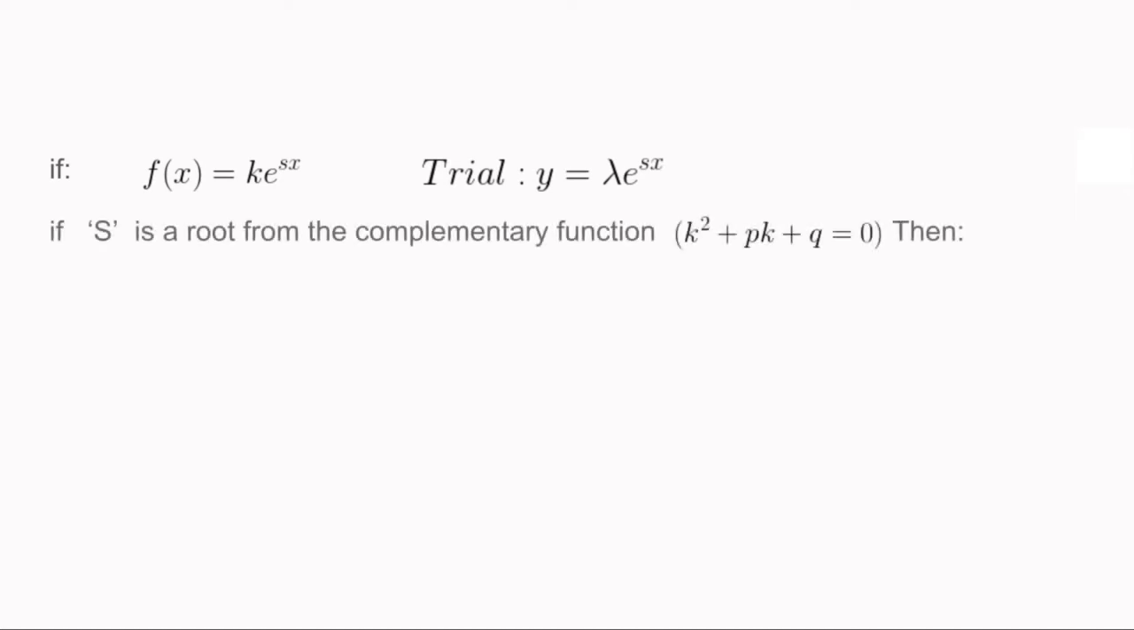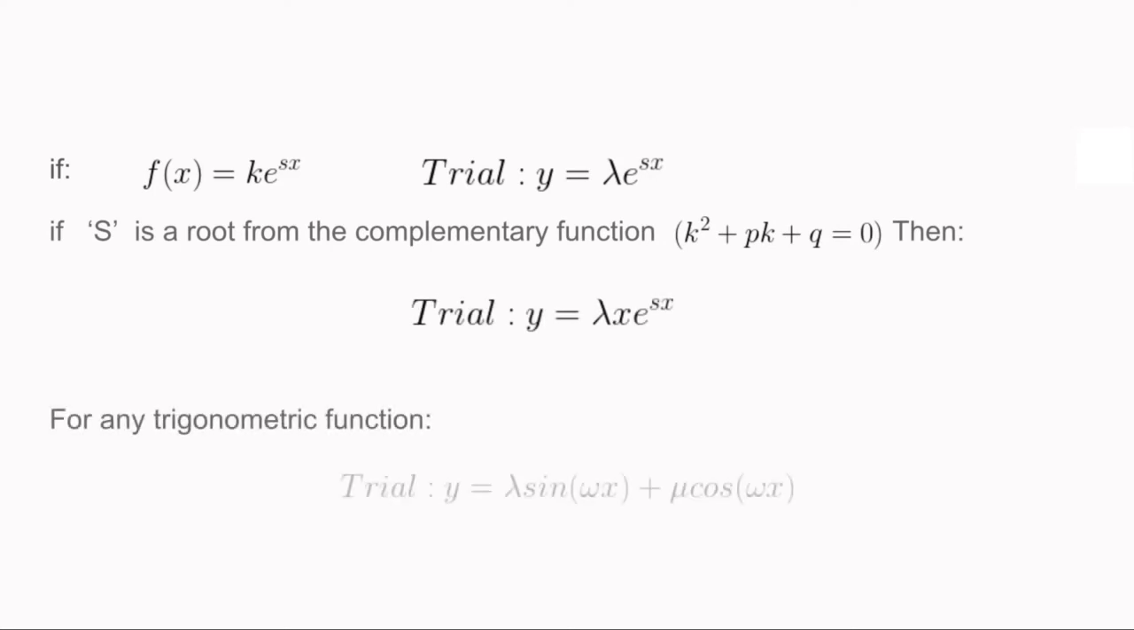If f of x is in the form of an exponential, we then trial another exponential to the same power, again using a constant in front. However, there is an exception in this case, and if s is a root from the complementary function, then you trial lambda x e to the x instead. For any trigonometric function, you trial this equation with the omega x contained in the brackets the same as that of the f of x.